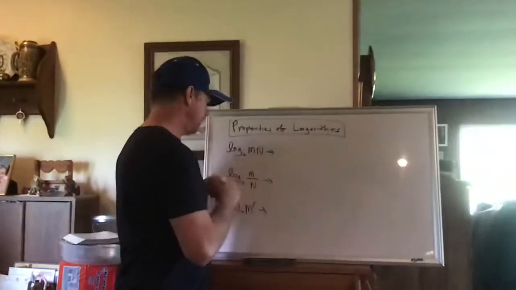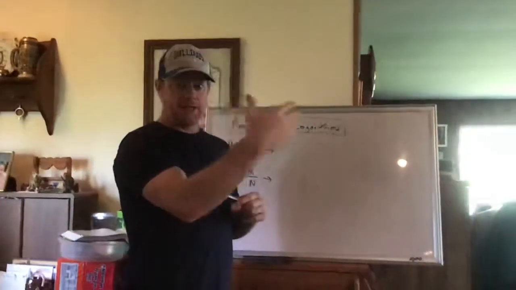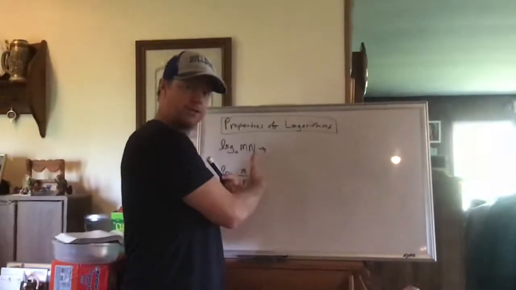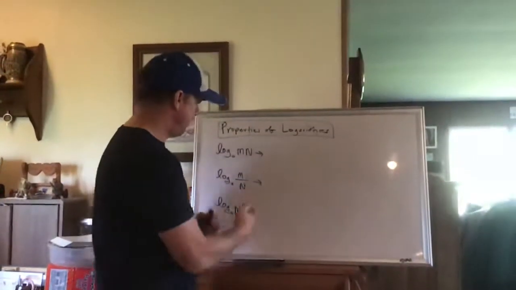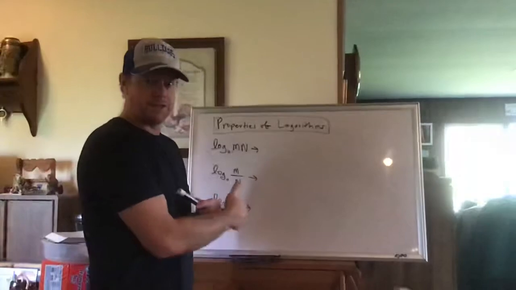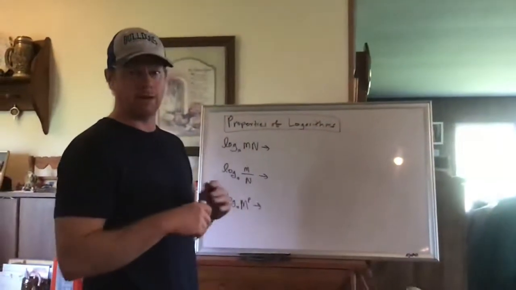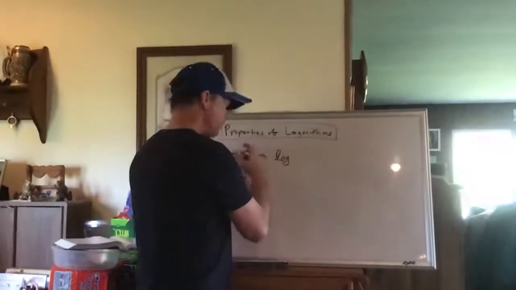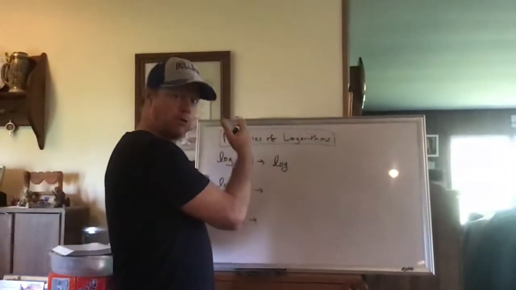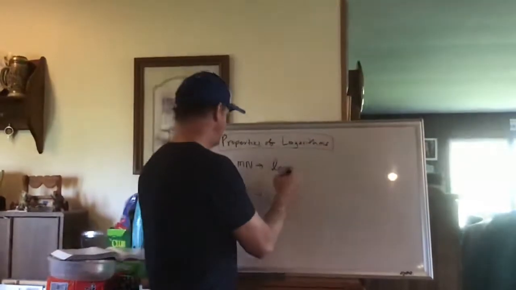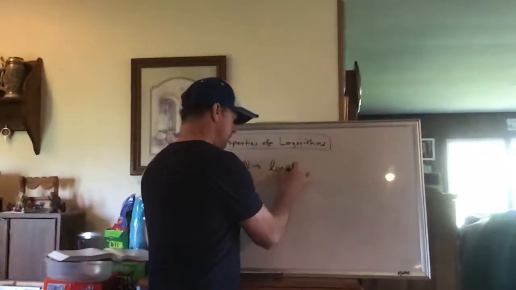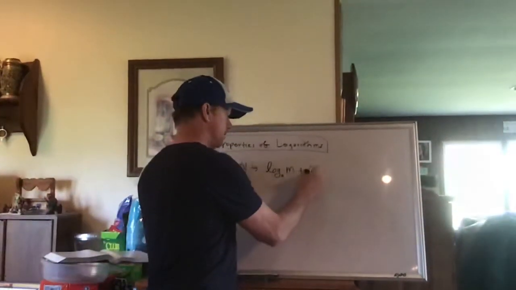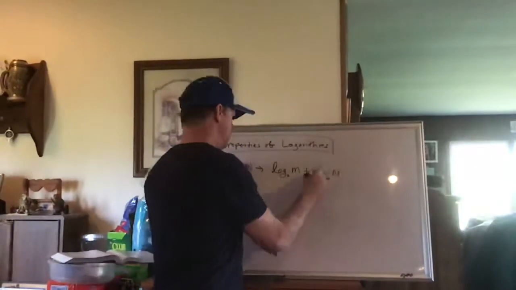So the product rule: if it's a product, it gets sent to addition. If it's a quotient, the quotient rule, if it's division, it gets sent to subtraction. And if you have any exponents, the power rule says any exponents can be thrown out in front of the log. So what we have here as far as the formula is multiplication, the product rule. Multiplication gets sent to addition. So this would be log subscript A of m plus log subscript A of n.